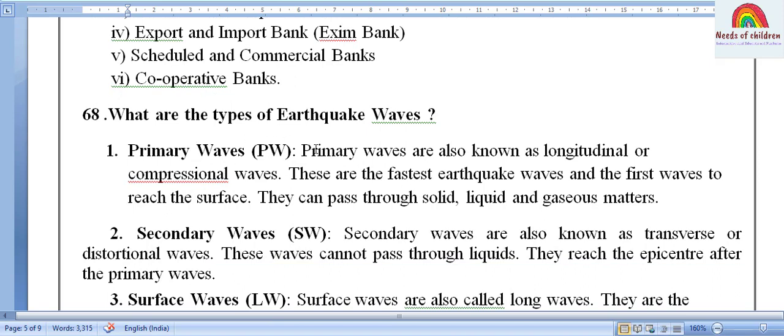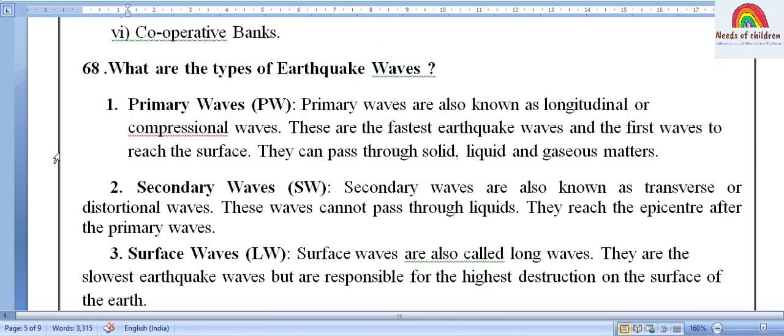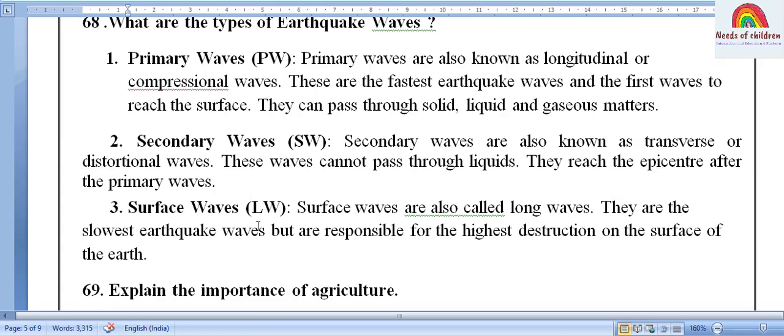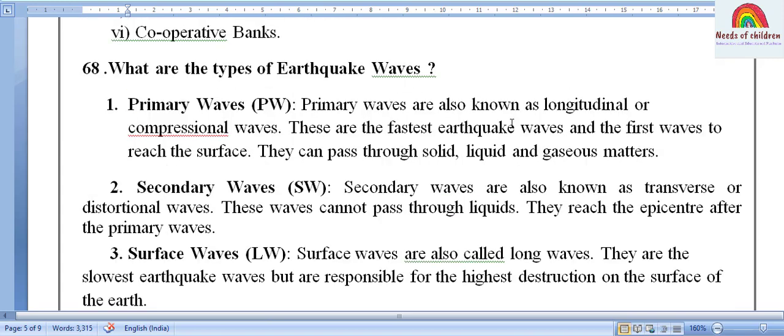What are the types of earthquakes? Dear friends, so this is the question that is from 8th standard Geography, the lesson name called as lithosphere. Answer, primary waves, secondary waves, surface waves. Primary waves are also known as longitudinal or compressional waves. These are the fastest earthquake waves and the first waves to reach the surface. They can pass through solid, liquid and gaseous matters.